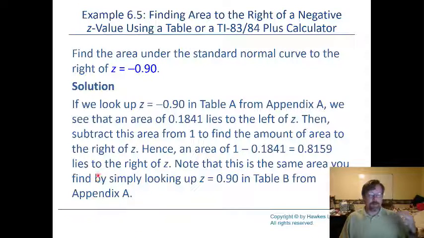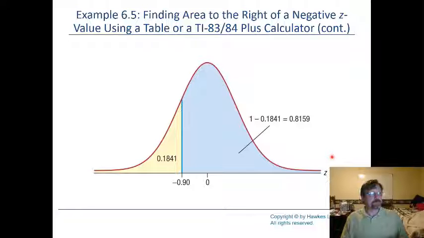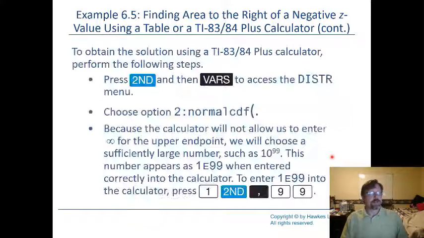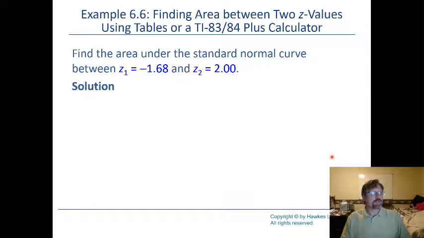We can look up negative 0.9 in table A and see that we've got 0.1841 to the left of that. If we subtract that from 1, we get the answer we're looking for, the area to the right of negative 0.9, which is 0.8159. The other thing we can do is look up positive 0.9, and we'll end up with the same number. Right? Okay, so if we wanted to do this with TI, there's the instructions there. I will leave that to you if you want to do this.